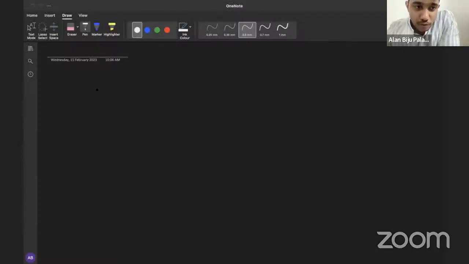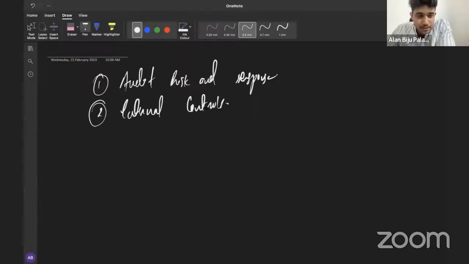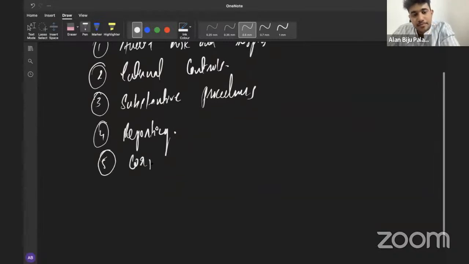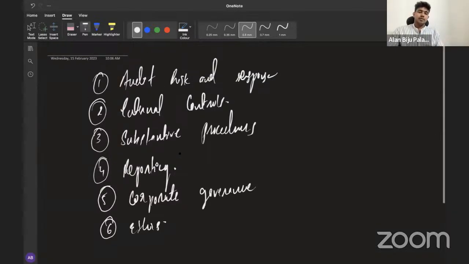Which are our main examinable areas? Number 1, the area of audit, risk and response. Right? Audit, risk and response. Then, which were the other areas? Internal control. Internal controls. And again, substantive procedures, one of the most important areas. Then reporting. Then, what's the other area? Corporate governance and ethics. So these are our main core areas, right?